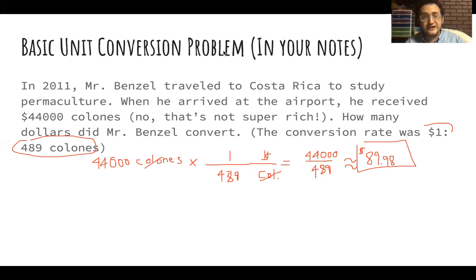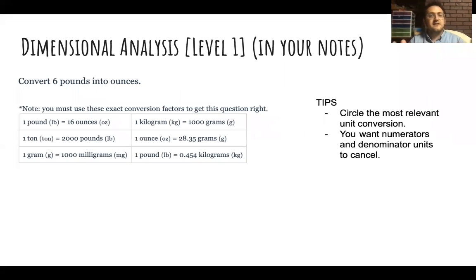All right, let's take a look at another example. So this is a basic level dimensional analysis unit conversion problem that you will see in Delta Math. And what we have here is that we need to convert 6 pounds into ounces. And as a tip, you want to circle the most relevant unit conversion, and Delta Math will give you a table of unit conversions. And I noticed that there is a handy conversion with pounds and ounces, so I'm going to circle that.